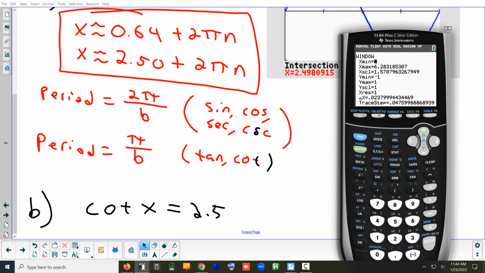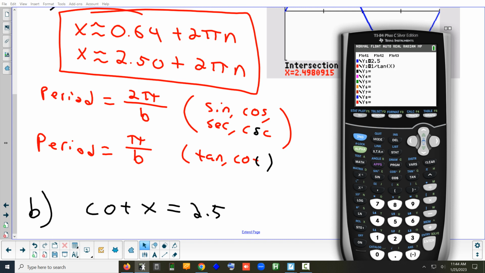What's the easiest way to set a window that's pi units wide? 0 to pi. Yep, I just go 0 to pi. And this time I'm going to put 2.5 in. I meant to put it on y2, but it doesn't matter. How am I going to put in cotangent? 1 divided by tangent. Yeah.